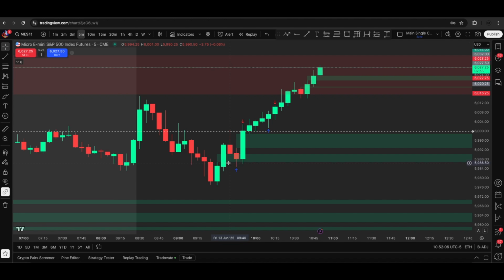Sometimes I'll put it just below the fair value gap. On this one, I believe I put it just below the fair value gap and I actually ended up getting stopped out. I know what this is showing with the indicator, but I think I got stopped out because it wicked below and then continued.